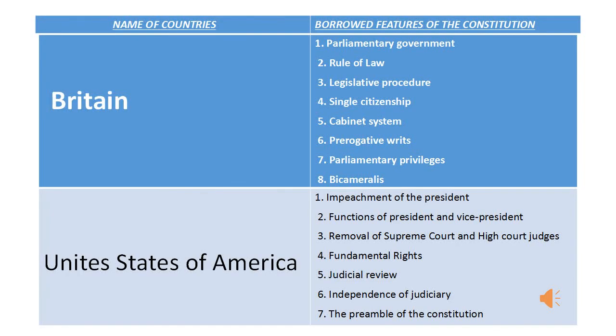So first we will talk about the features borrowed from Britain and the United States of America. The features borrowed from Britain are parliamentary government, rule of law, legislative procedure, single citizenship, cabinet system, prerogative writs, parliamentary privileges, and lastly bicameralism. On the other hand, the borrowed features of the United States included impeachment of the president, functions of the president and vice president, removal of Supreme Court and High Court judges, fundamental rights, judicial review, independence of judiciary, and last but not the least, the preamble of the Constitution.